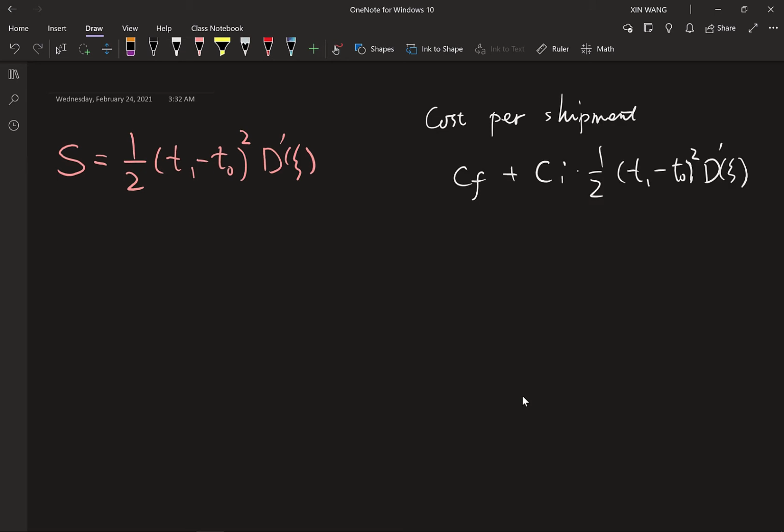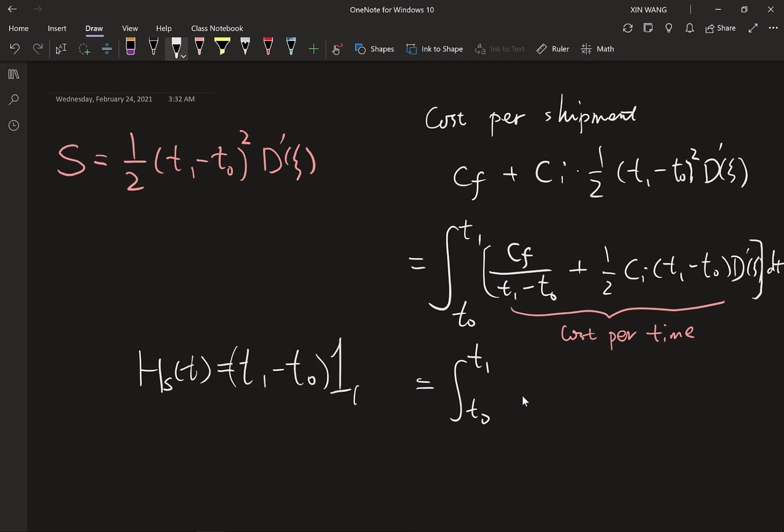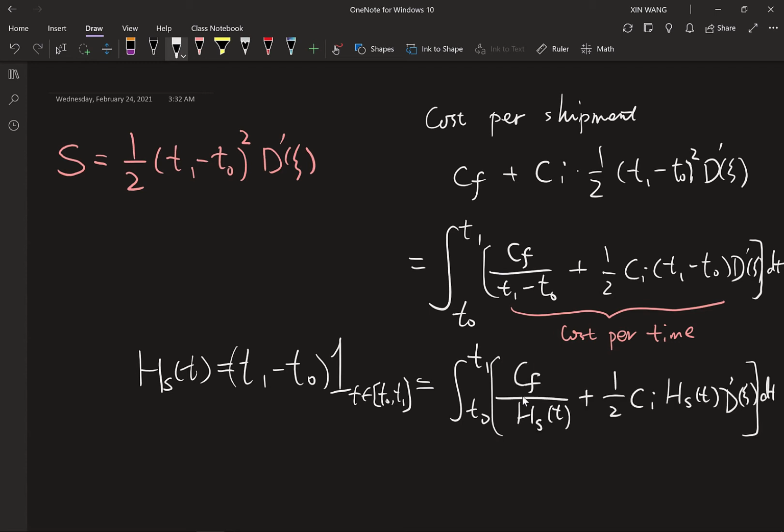Then we can write the cost per shipment into an integral form. So the integrand, actually this is a cost per time, which is constant. And after we take the integral, it's a cost per shipment. And then we can bring back the headway. So let's define the headway function inside this when t belongs to T0 to T1. So when we have t between T0 to T1, the headway is just T1 minus T0, right? So we have this form.